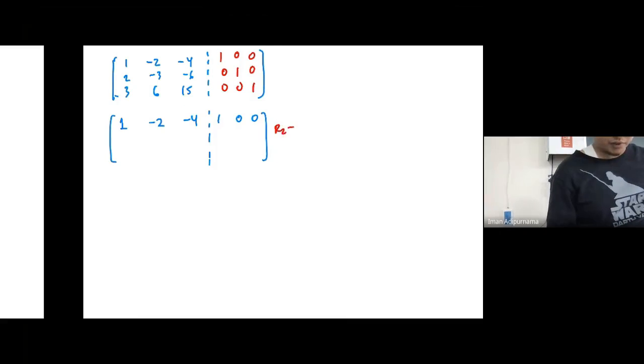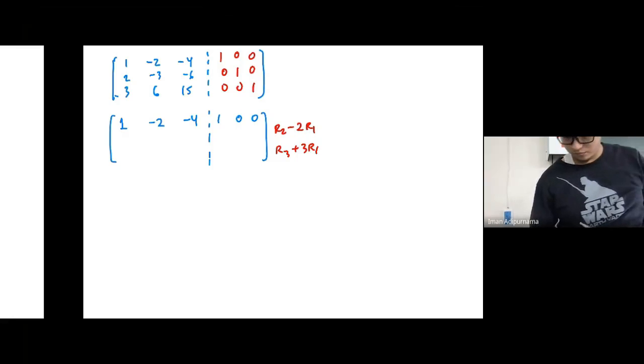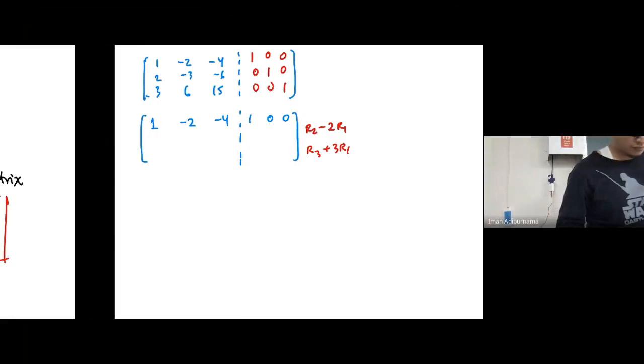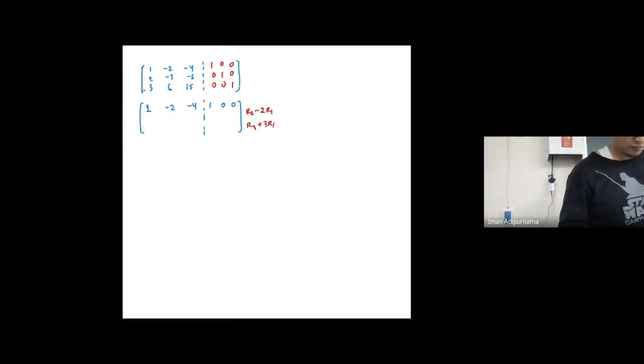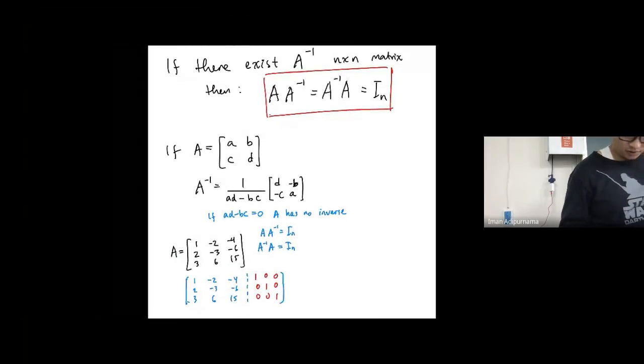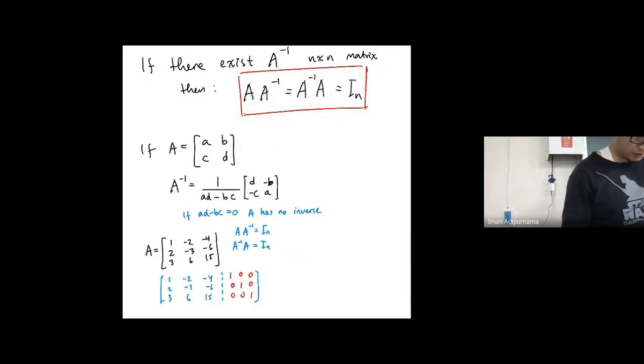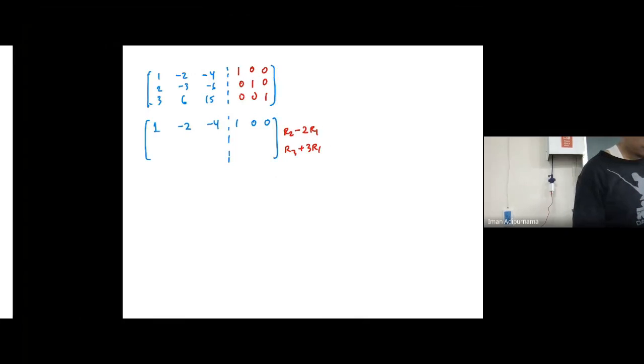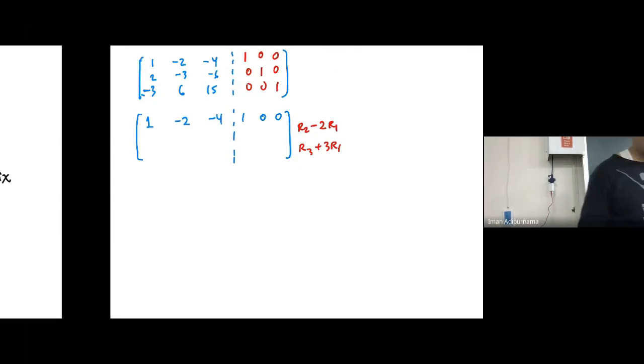So R2 minus 2R1, and then this becomes R3 plus 3R1. Well, let me check, oh, sorry. This should be -3. Okay. So R2 minus 2R1.